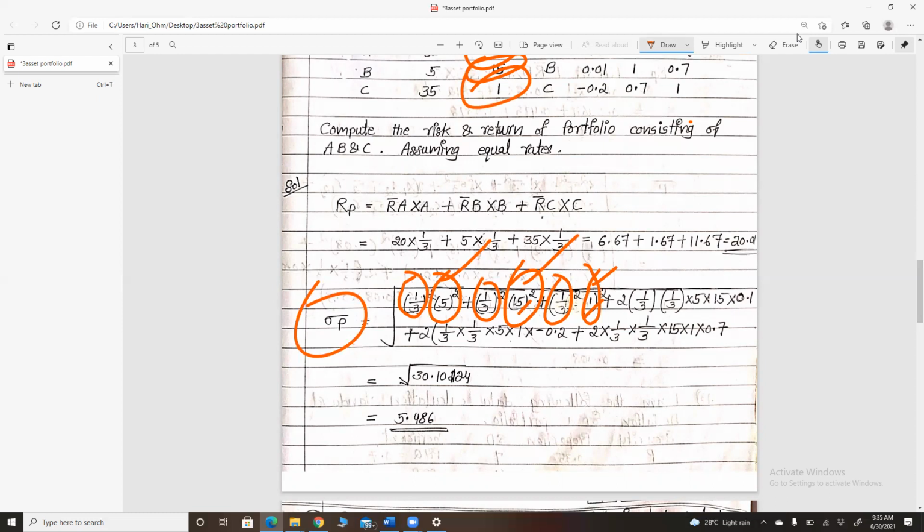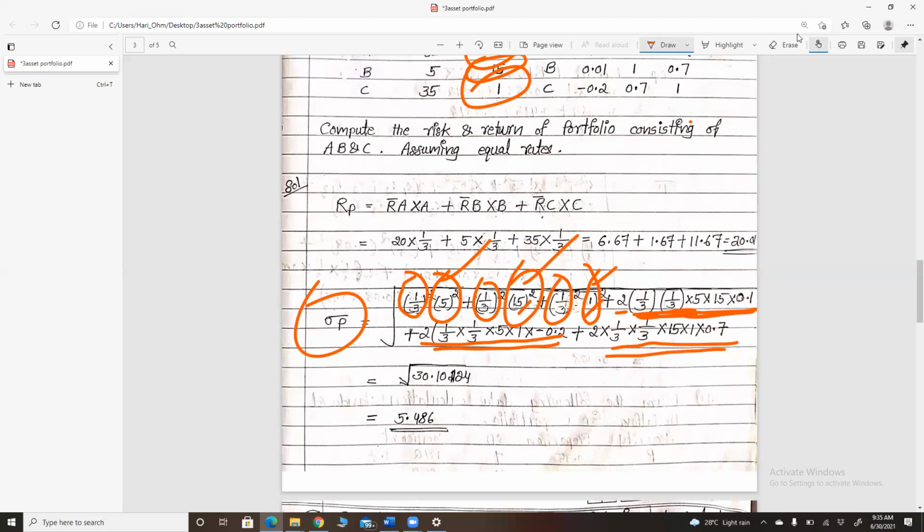Okay, then 2 into, here you need to take x1 and x2. Remember, here you have to take x1 and x2. Then here you have to take x1 and x3. Then here you have to take x2 and x3. Okay, clear?